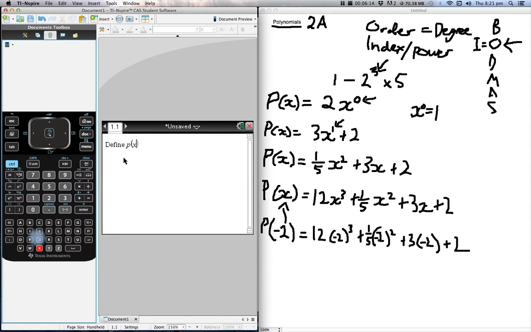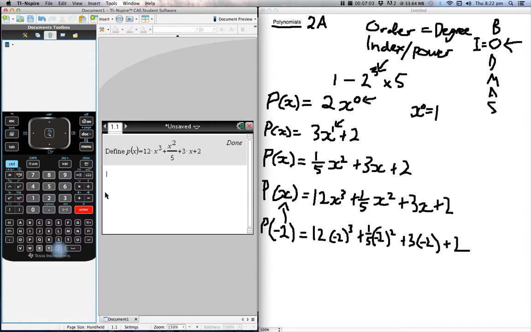Polynomial of x is equal to, let's type this out, 12 times x to the power of 3, make sure I go down again, plus x squared over 5, oops, that's actually x squared over 5. Plus 3x. Hopefully I've not stuffed that up.